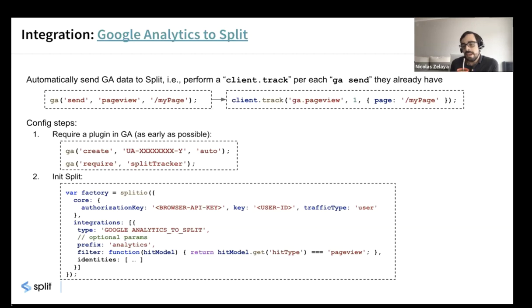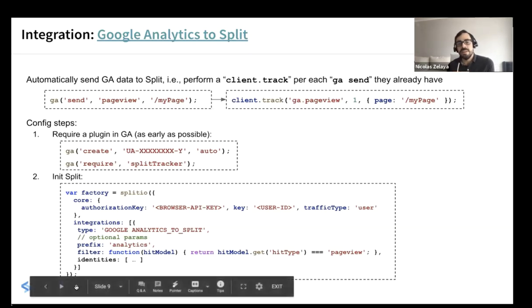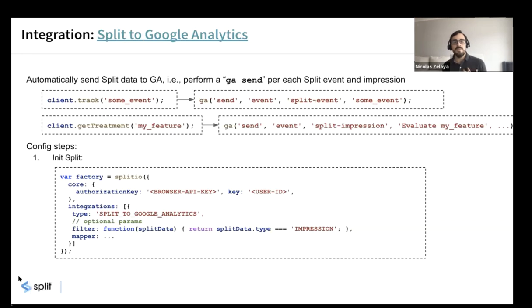And now, in a similar fashion, as I said, we built the other side of the integration, which is for sending split information into Google Analytics. And again, you have some equivalencies there at the top, where from the client.tracks that generates events on our side, it's kind of how that would look if you were trying to send it into GA. And similarly, whenever you call the get treatment, we generate an impression. So kind of how that would look if you were trying to send that into GA.